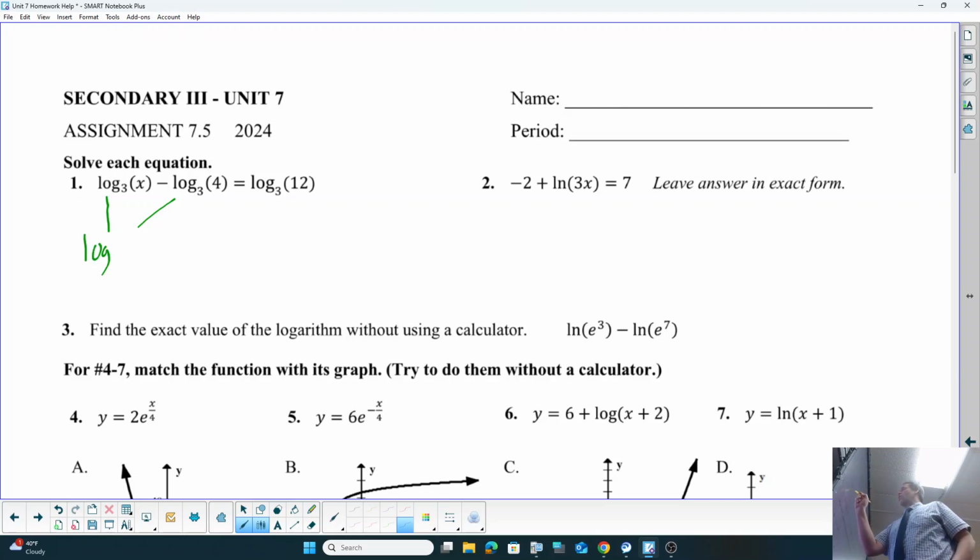So we're going to condense it. Log base 3 of x minus log base 3 of 4 becomes log base 3 of x over 4, right? Yeah. Equals log base 3 of 12.